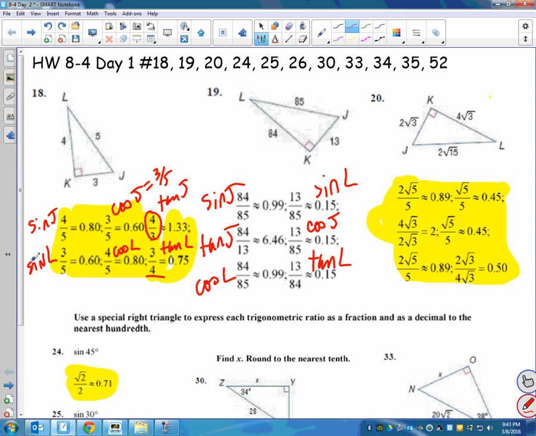I did want to give you number 20 with the square roots here, just to show you that they're simplifying them. On number 20, you might say, where did they get the square root of 5s? Well, if you have the square root of 15 divided by the square root of 3, you can divide those out as a square root of 5.